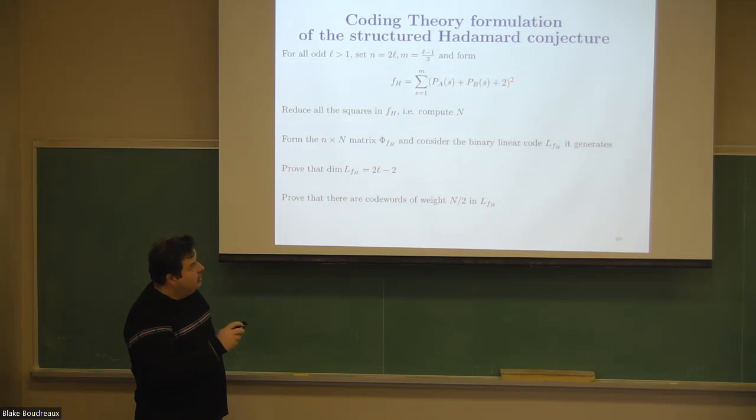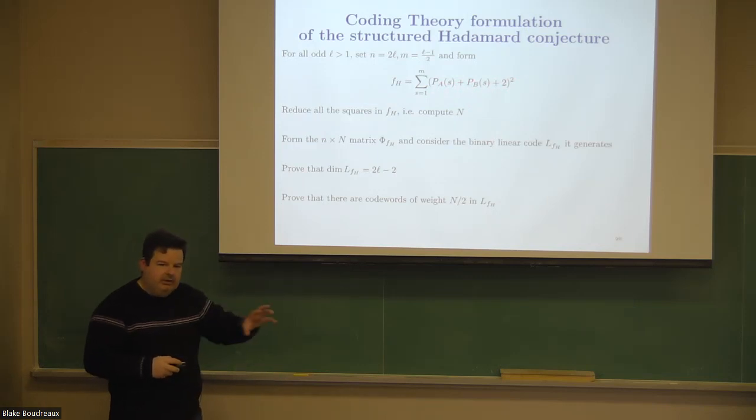Yes, and this is also a square. It's a sum of squares. So if we make it 0, then that means each one of these things is individually 0. And each one of them gives a Hadamard matrix coming from these Legendre pairs, right?